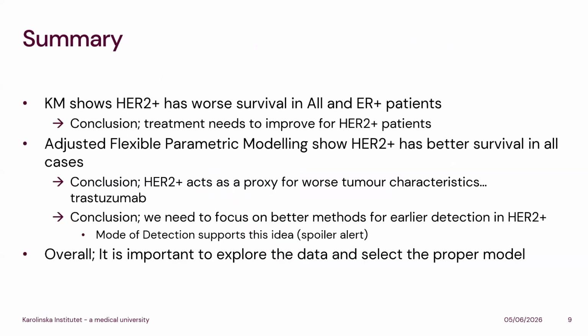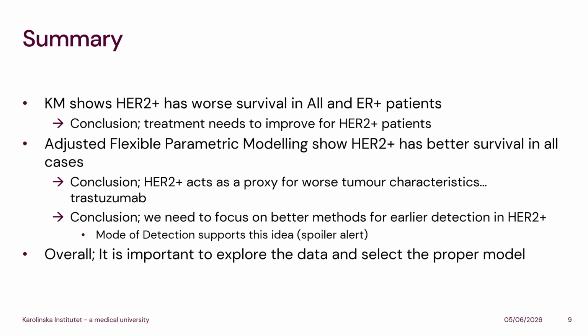So the take home message that I wanted to take from the study was, if we go with the Kaplan-Meier, we see that HER2 plus is worse in all ER patients than HER2 minus. That would tell us that we should focus on treating HER2 plus more than HER2 minus. But if we do the adjusted flexible parametric modeling, we see that HER2 plus actually has better survival. And our conclusion there is that, as I said, HER2 acts as a proxy for worse tumor characteristics. And therefore, we would then need to focus better on screening for these patients. And this is backed up by the fact that they are more likely to be interval cancer.